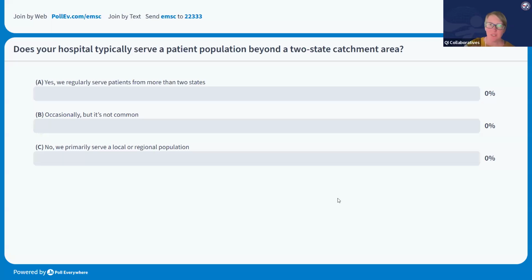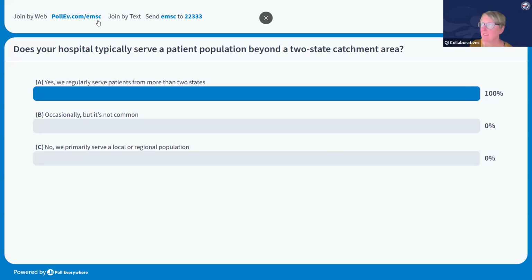So if you will, take out your phone, or if you have a second screen, go to pollev.com/EMSC, or you can text 22333 and type in the letters EMSC. EMSC is our sister organization, so we're borrowing their Poll Everywhere account. There's also a QR code up in the top right.